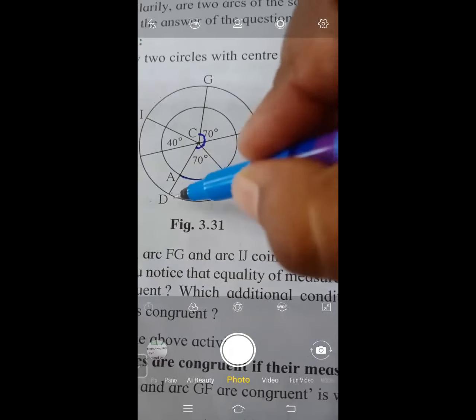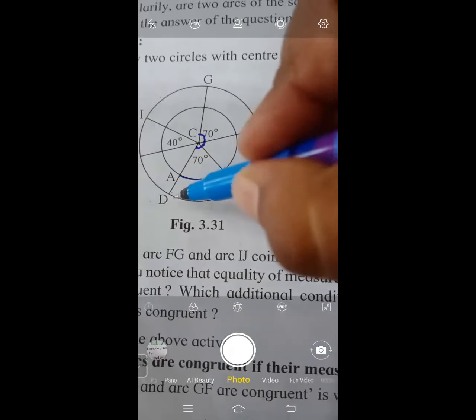So what two conditions do we require to make two arcs congruent? First condition, two arcs are congruent if their measures are the same, that is 70 degrees, 70 degrees. The measure should be the same. And the second condition is their radii should be equal. The radius of the two arcs should be equal. Okay, so go through these points.